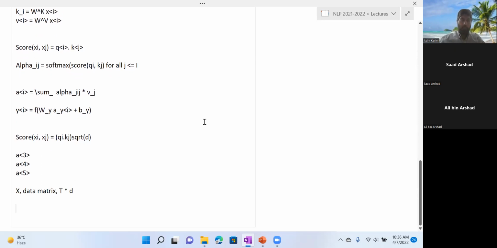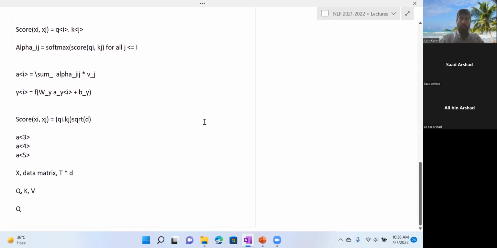And then we can compute our capital Q and capital K and capital V, not the small q, not the small q was for one position. Now capital Q will have for all the positions. ठीक है. So इसको हम किस तरह करेंगे? So for example, capital Q would be equal to your X multiplied with the W superscript q. ठीक है. So यहाँ क्या हो रहा है? X का साइज क्या था? T इंटू d, और आपके पास W का साइज क्या था? d इंटू d. So what would you get? You will get an output which is T into d.